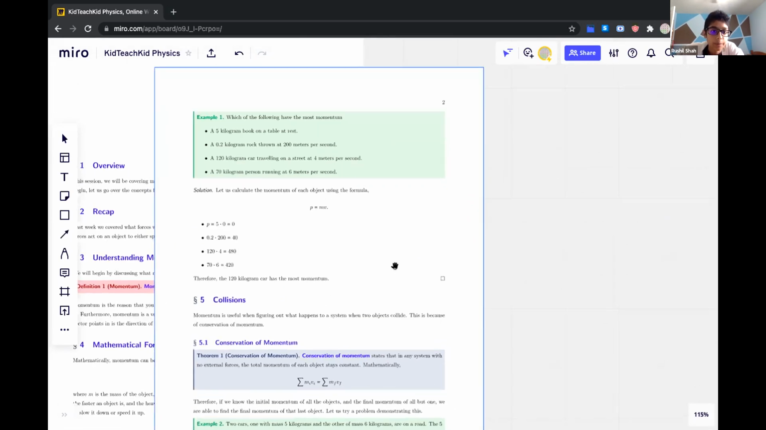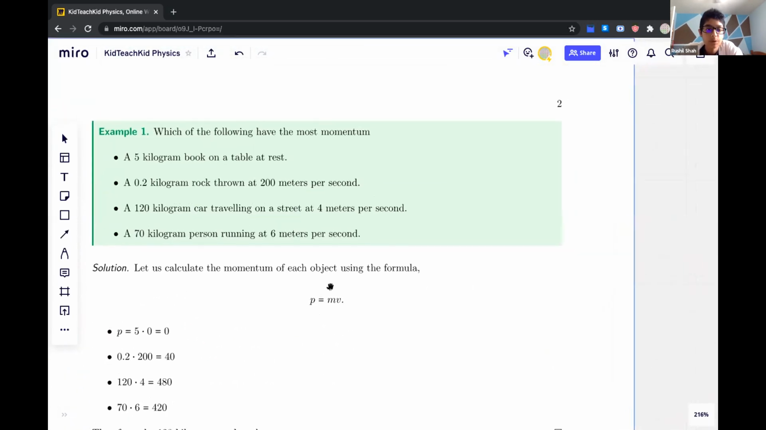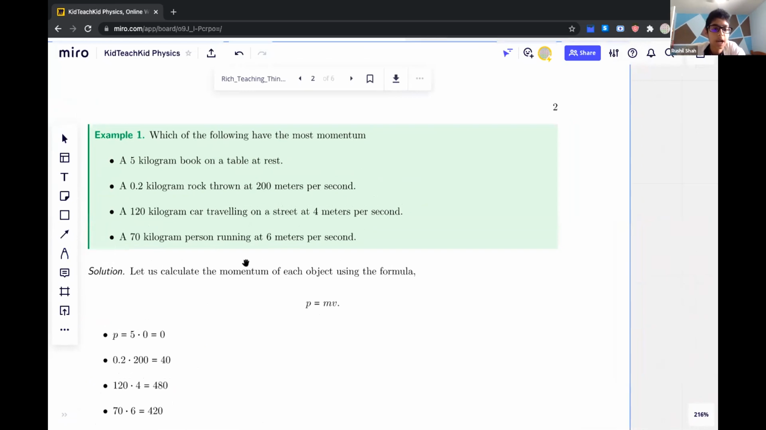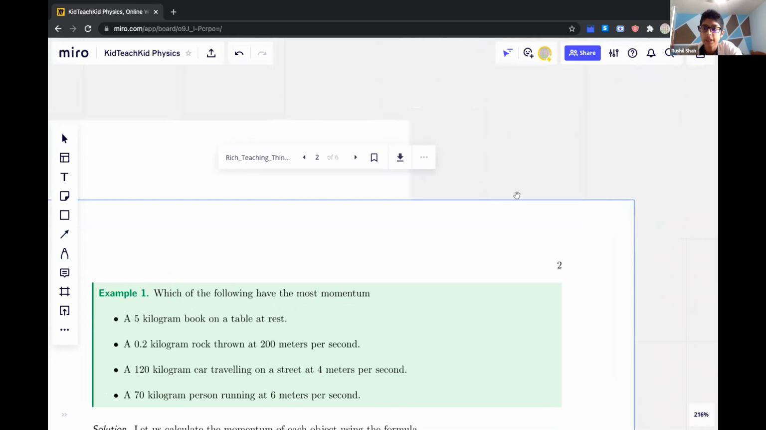Okay, so let's try this example about which of the following objects will have the most momentum. So you guys can try this and you can send your answers to panelists and we can discuss which one you think will have the most momentum.